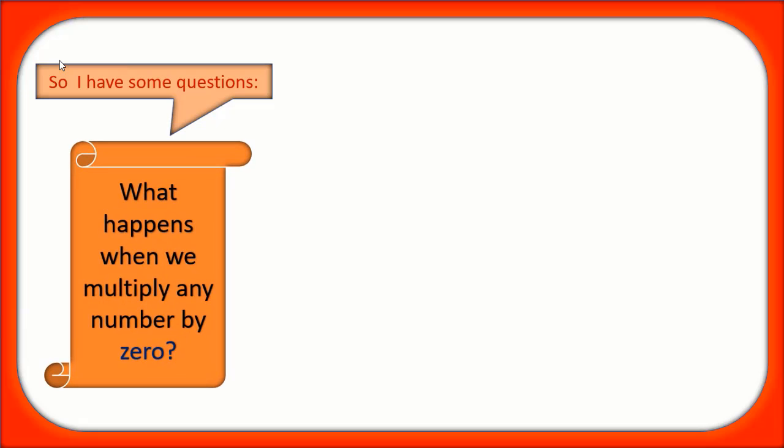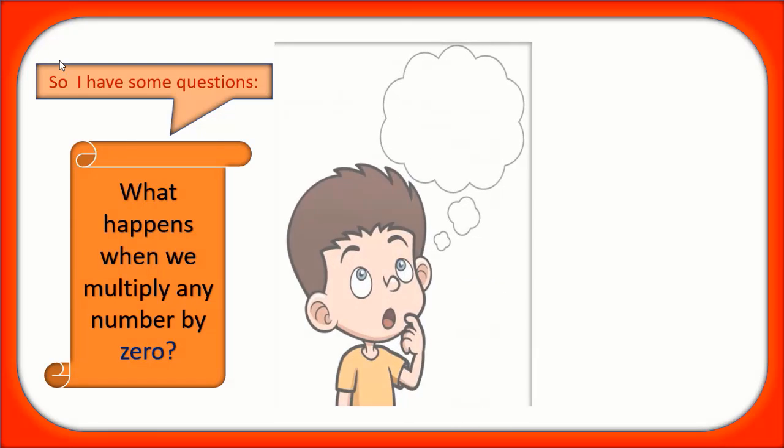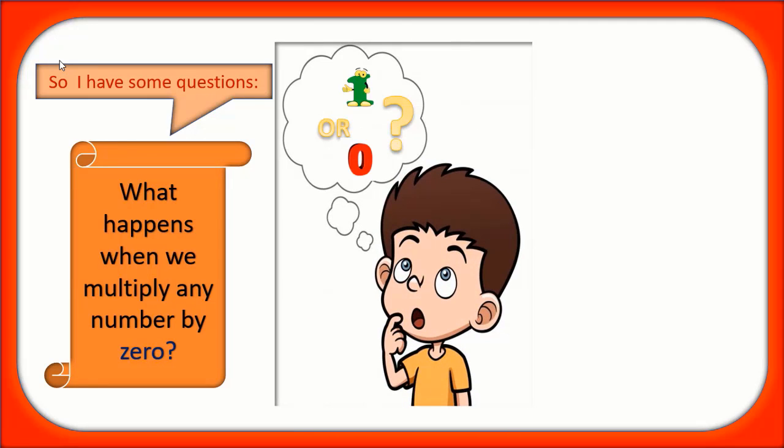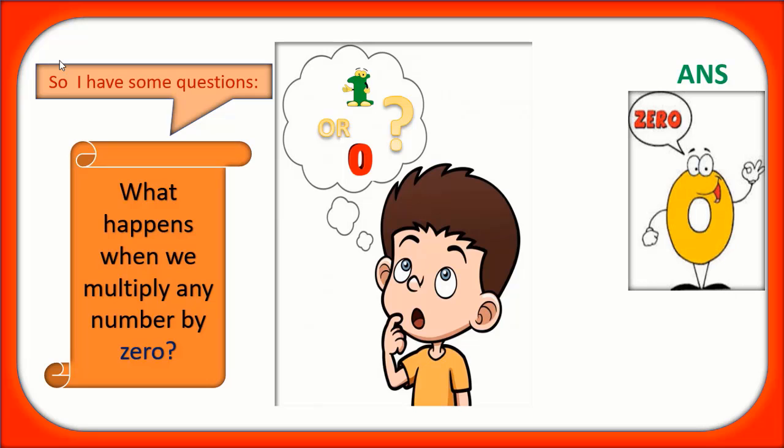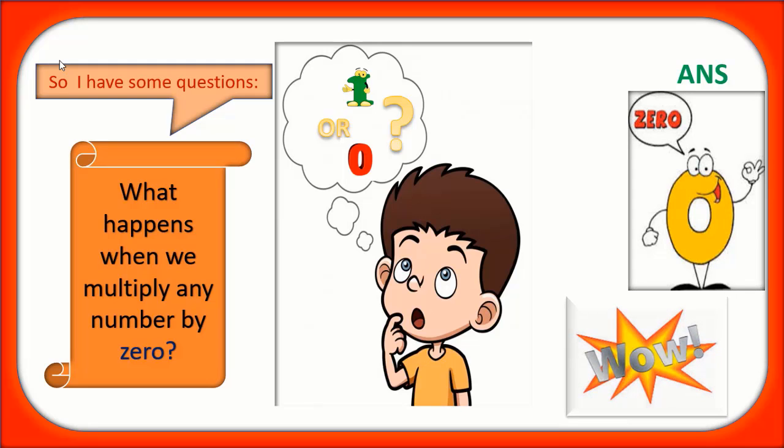My first question is, what happens when we multiply any number by 0? Think about it. कि जब हम किसी भी नंबर को 0 से मल्टीप्लाई करते हैं, then what answer comes? Do you know the answer? Yes, 0. Wow, amazing. You have given the right answer. So there is a star for you.